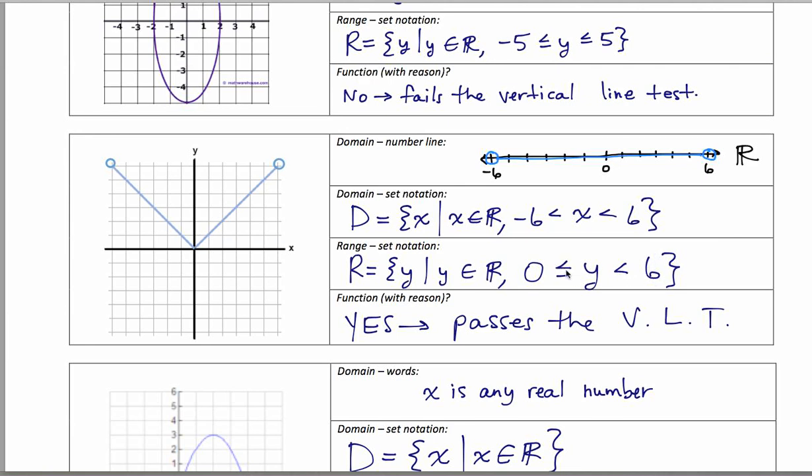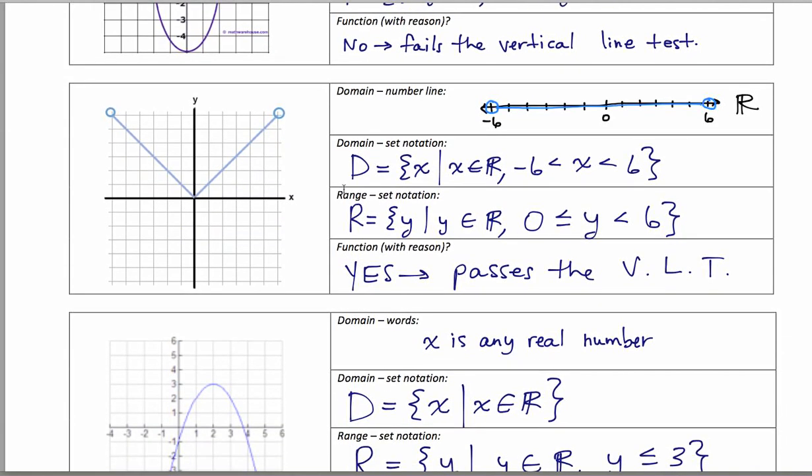Okay, so again, the less than or equal applied to the 0 because that point does exist in terms of our range. Whereas 6, this upper end, when we look left and right, technically we don't see anything because these are open circles here. Is this a function? Yeah, it passes the vertical line test. Anywhere we draw a vertical line, it won't pass through this function more than once, and that's what makes it a function.